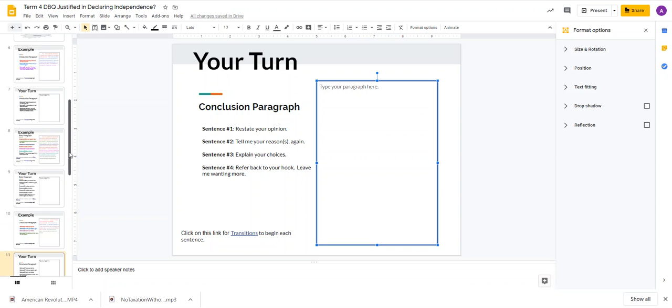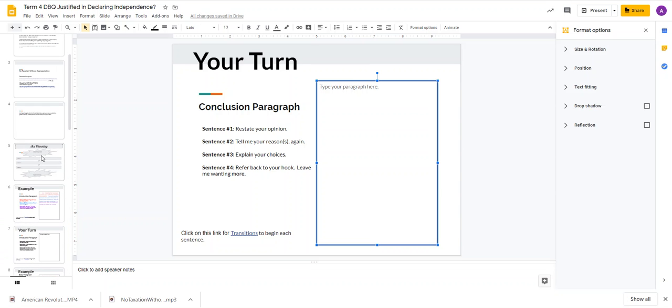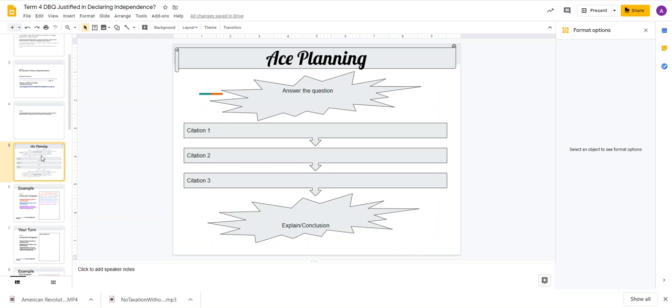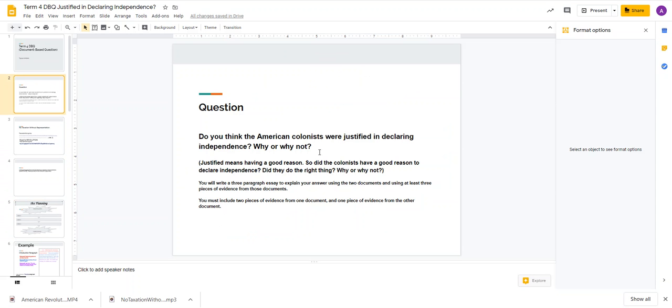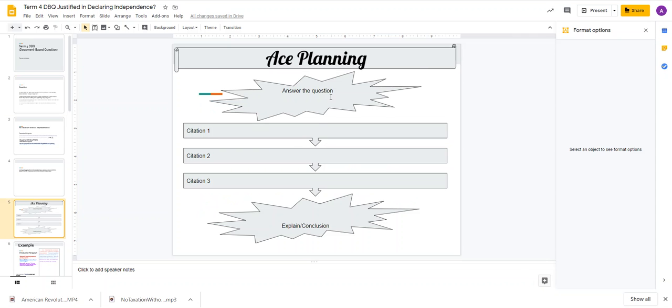So let's go back to the graphic organizer, your ACE planning sheet. You're going to answer the question. Well, let's go back. What is the question? I've already forgotten what the question is. Many of you are thinking that, I'm sure. The question is, do you think the American colonists were justified in declaring independence? Why or why not? So I'm going to answer the question here.